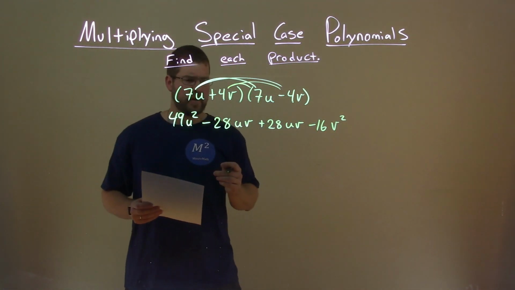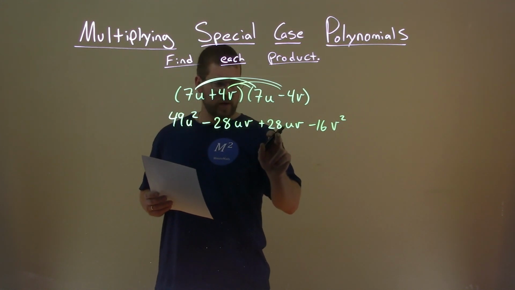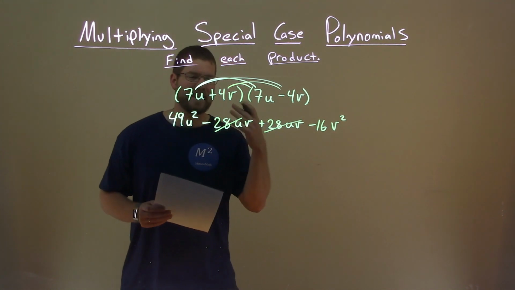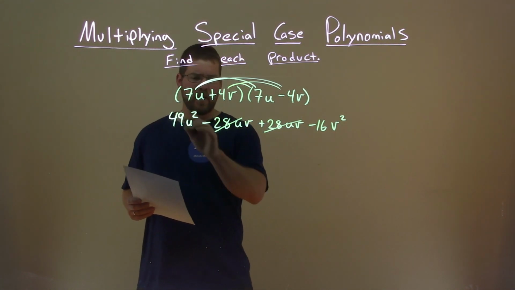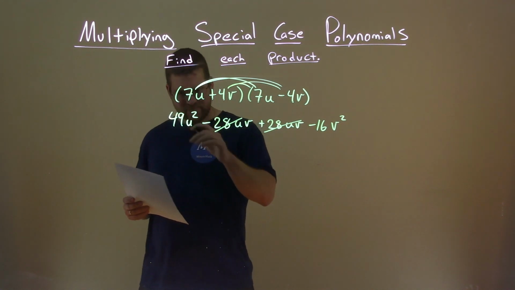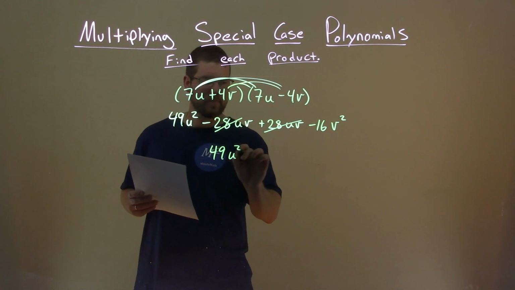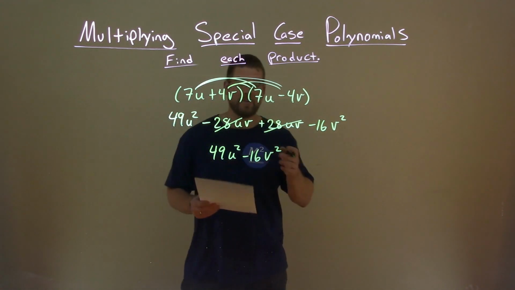So now let's simplify. Well, notice the inside now. Minus 28uv plus 28uv. They're like terms. We can cancel them out, right? They cancel each other out, so we can just bring down everything else. So it's 49u squared minus 16v squared, and that is our final answer.